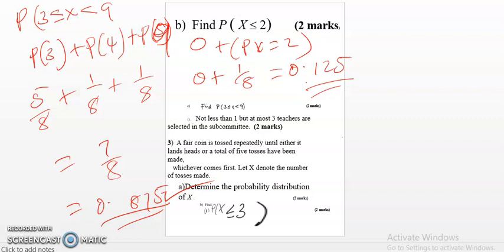I've seen the next option, where not less than 1 but at most 3 teachers are selected for the subcommittee. That simply means x is greater than or equal to 1 and less than or equal to 3, which means you just take the probability when x is 1, add the probability when x is 2, and the probability when x is 3. Then add them together, and that will be the solution. In the next video, I will take you through it.